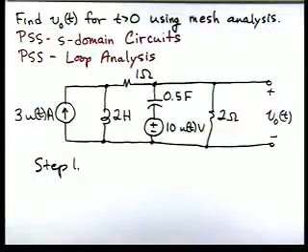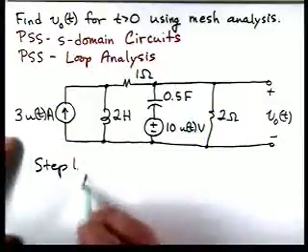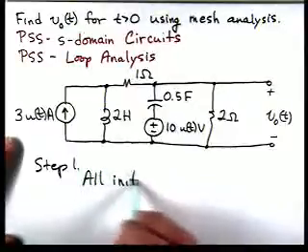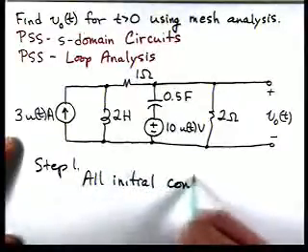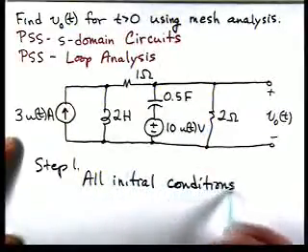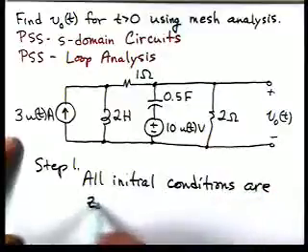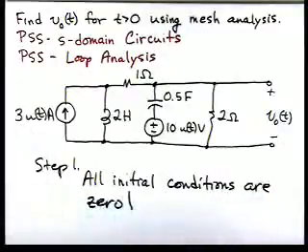Our one source is 3u(t) amps and the other is 10u(t) volts. Those have a value of 0 for t less than 0. In that case, all initial conditions are 0. So the next step in our problem-solving strategy says draw the S-domain circuit.